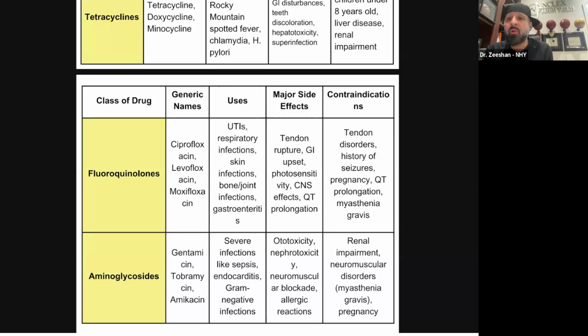They're really good for UTIs, respiratory infections, and skin infections. Those are kind of the ones that I like that are going to be tested the most. Because when a patient comes in with a UTI, how many people have seen ciprofloxacin being prescribed? A lot. Is it the first line, though? It's not the first line. That's where I'm going to get you. There's 2 things I'm going to test you on.